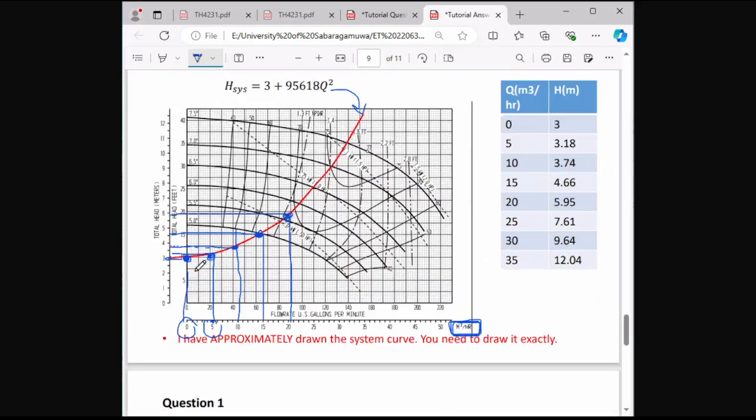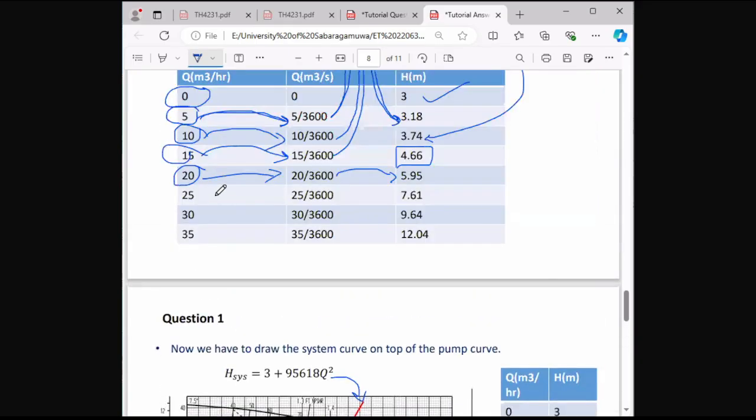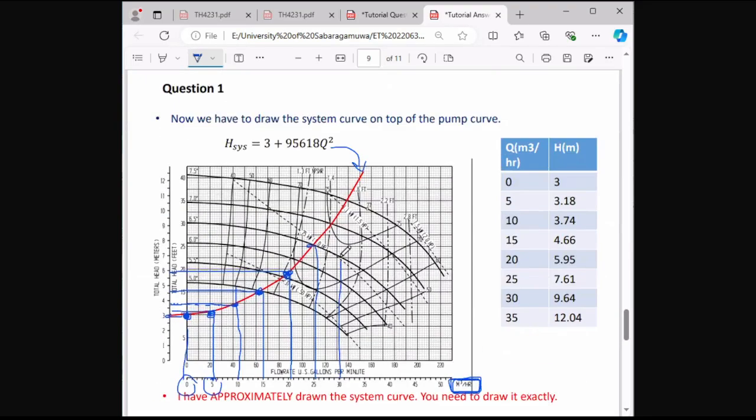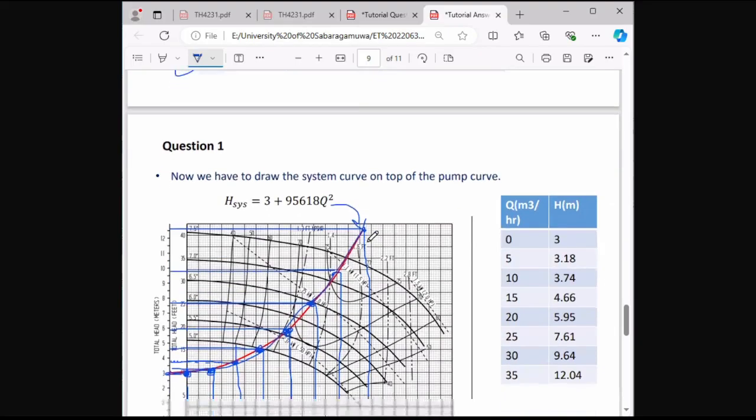And then finally, using all values, you can draw your graph. 20, 30 here, 35. Okay, according to these points, you can draw your curve.